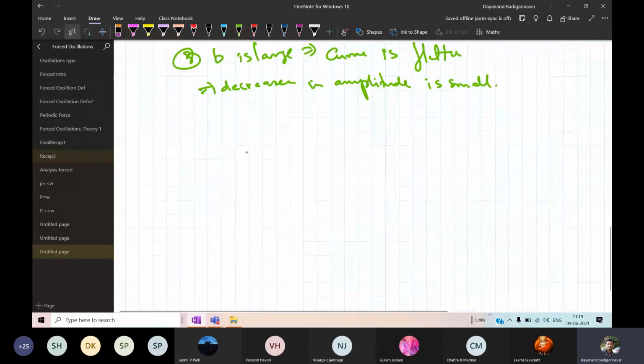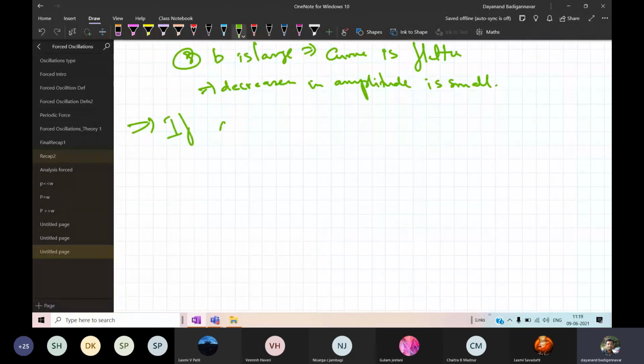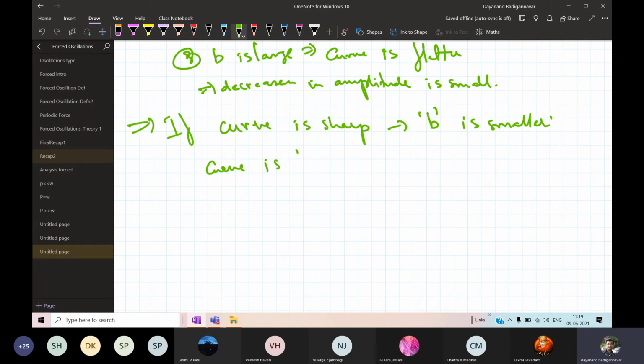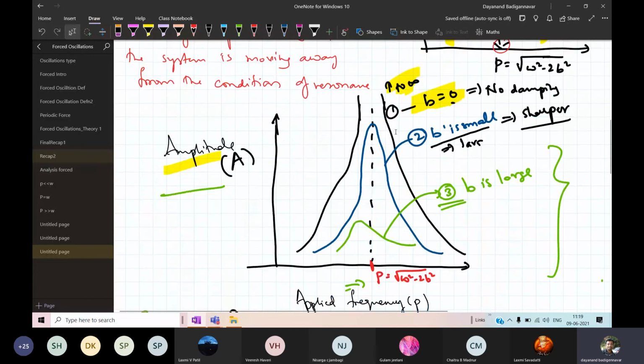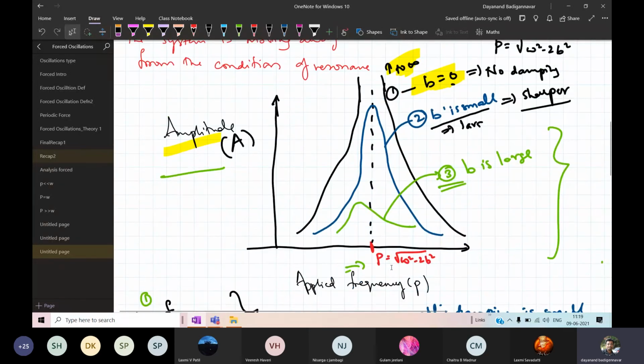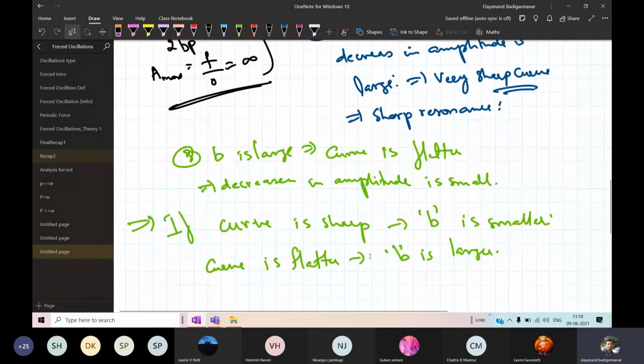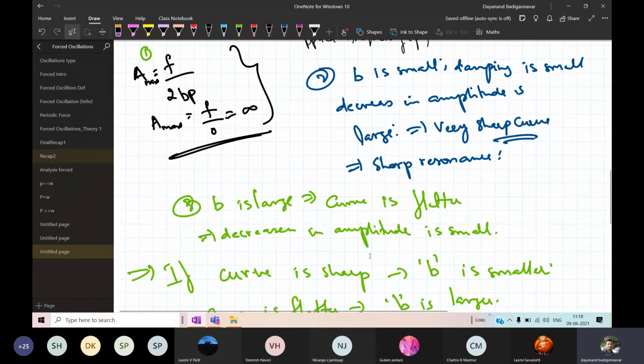Therefore, I can conclude that if the curve is sharp, then B is small. That is, smaller the damping. If the curve is flatter, then B is large. So what is the help of this? The help is that from plotting the amplitude versus the frequency curve, I can make it out what is the damping that is associated with the system. Okay, now hope you got the meaning of this resonance.